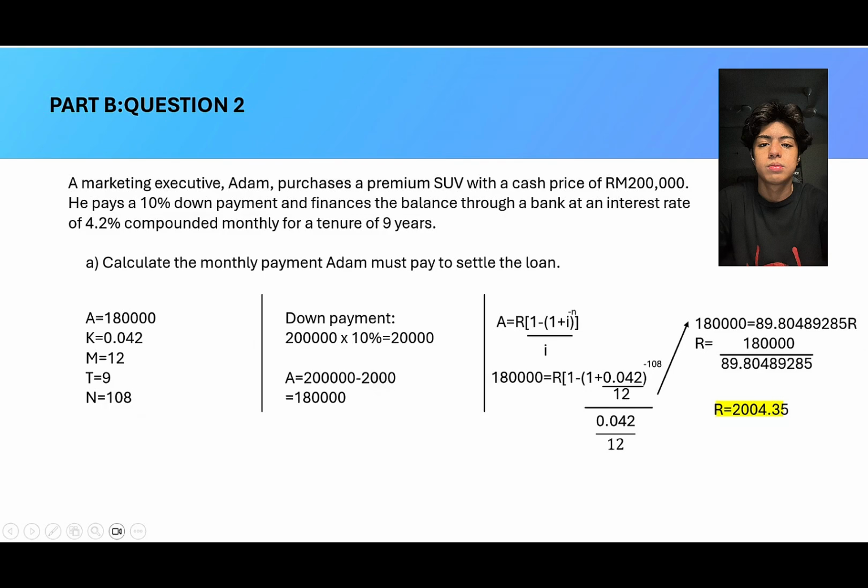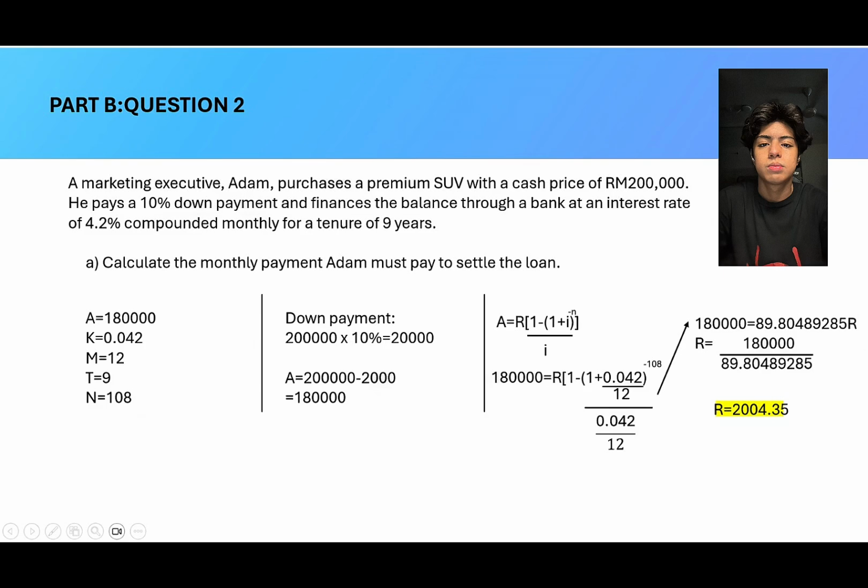And now we're on to part B, question 2. So the question says, marketing executive Adam purchases a premium SUV with a cash price of 200,000 ringgit. He pays a 10% down payment and finances the balance through a bank at an interest rate of 4.2% compounded monthly for a tenure of 9 years. The down payment is 200,000 ringgit times 10%, so it equals 20,000 ringgit. And A equals 200,000 ringgit minus 20,000 ringgit, so it equals 180,000 ringgit.